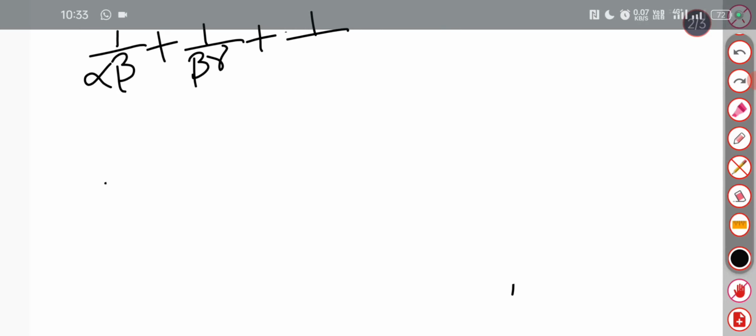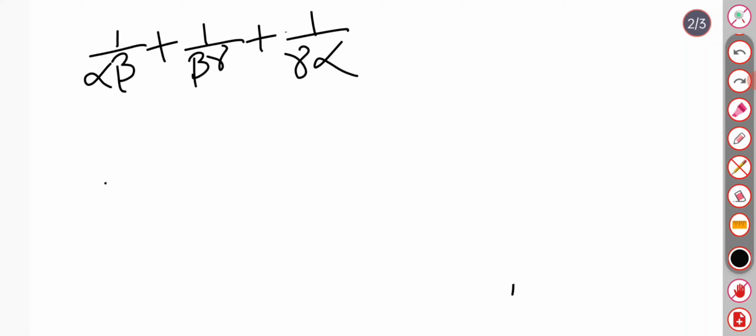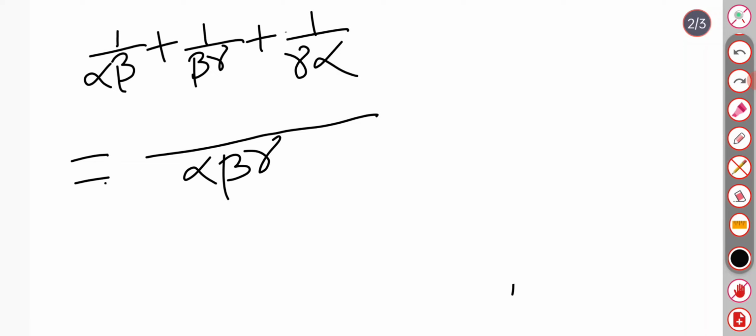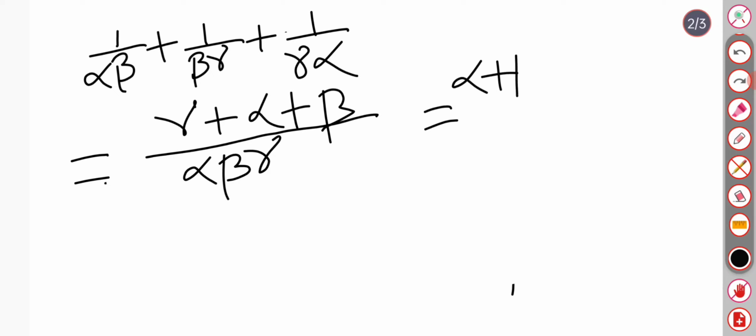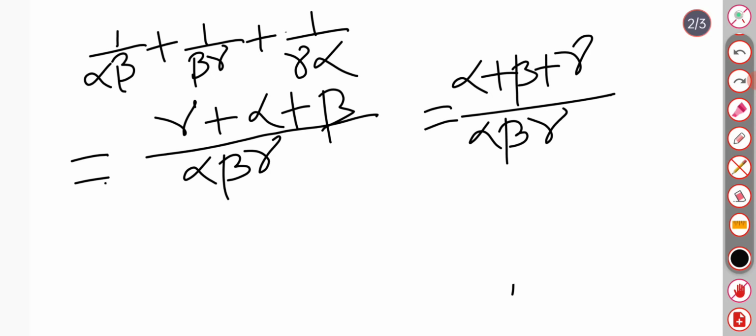इसको सॉल्व करने से क्या मिलेगा? 1 by alpha beta plus 1 by beta gamma plus 1 by gamma alpha. If you solve this, what will you get? If you take the LCM, LCM से कितना आएगा? अल्फा बीटा गामा. तो अल्फा बीटा तो कैंसिल हो क्या आएगा? गामा प्लस बीटा गामा चला गया तो क्या रहेगा? अल्फा प्लस अल्फा गामा चला गया क्या आएगा यहाँ पर? बीटा. If you arrange this, what will you get? अल्फा प्लस बीटा प्लस गामा बाई अल्फा बीटा गामा.